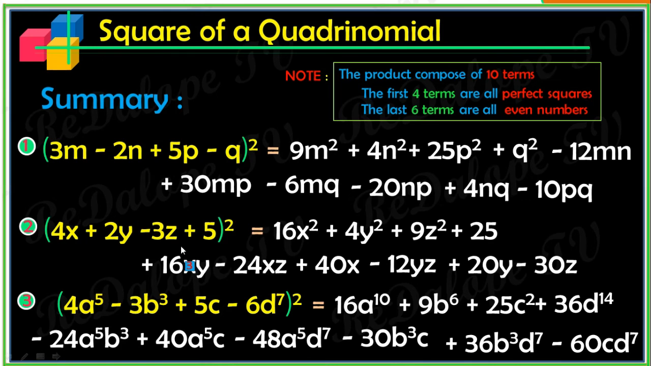For the second problem, we have 1, 2, 3, 4, 5, 6, 7, 8, 9, 10, so we have 10 terms. Problem number 3, we have 1, 2, 3, 4, 5, 6, 7, 8, 9, 10.